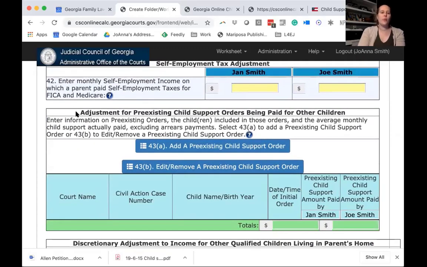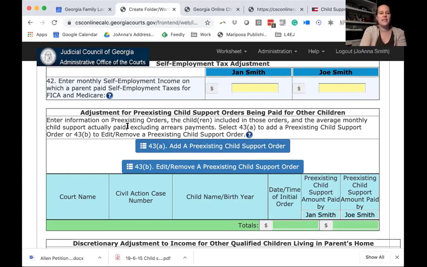Here is an adjustment for pre-existing child support orders being paid for other children. And Kat, this kind of goes to what you were talking about: if you're paying child support for a previous child, or even a younger child, but that order was entered first, that is a dollar for dollar reduction of your income. What they're saying is we're going to treat that child support payment as if you don't have that income because you don't have access to it at all.